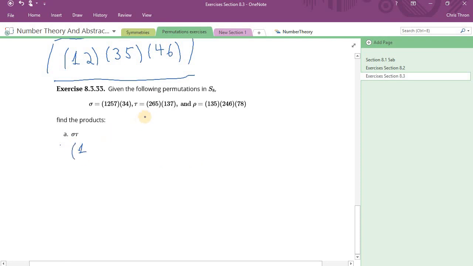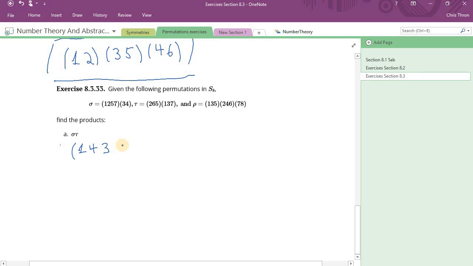Now, what does tau take 1 to? Well, tau takes 1 to 3, but then sigma takes 3 to 4. So sigma tau takes 1 to 4. All right. Now I want to see what happens with 4. Tau doesn't do anything to 4. Sigma takes 4 to 3. So I have a 3 here.